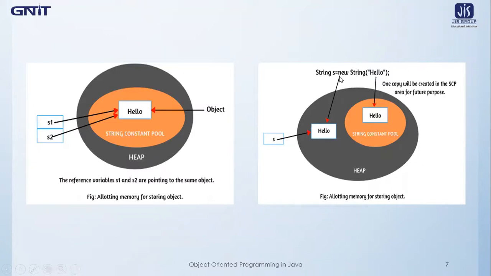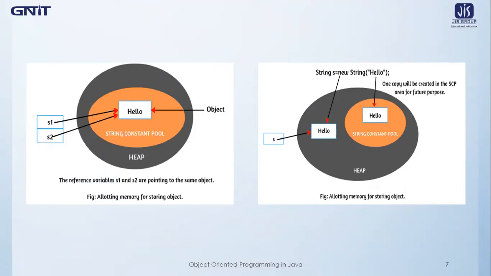First, it will create an object in the heap area and store the string hello in the object, which is this one. Whenever you execute this statement, that means whenever you create a user defined string by using the new operator, by instantiating the string class like this, firstly JVM will create an object in the heap area. This is the heap area, and we know that the string constant pool lies in the heap area, as I have just told. So this is the object that will be created first.